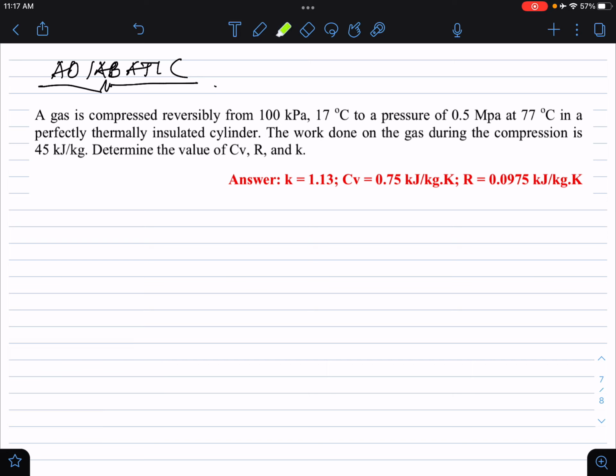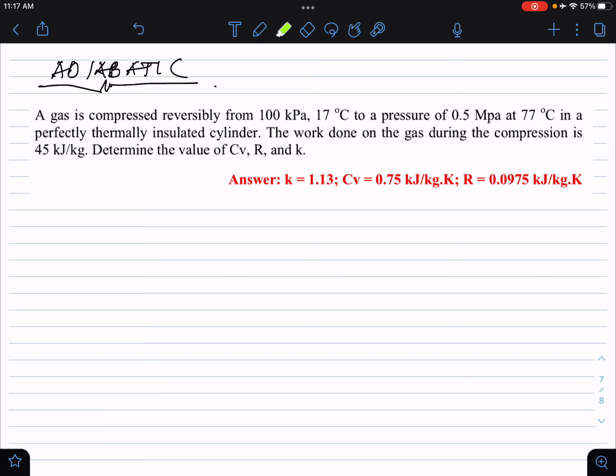So let me see this question. A gas is compressed irreversibly from 100 kPa and 17 degrees Celsius to a pressure of 0.5 megapascal at 77 degrees Celsius in a perfectly thermally insulated cylinder. The work done on the gas during the compression is 45 kilojoule per kilogram. Determine the value of CV, R, and also K.